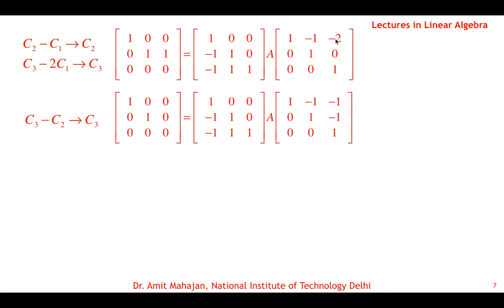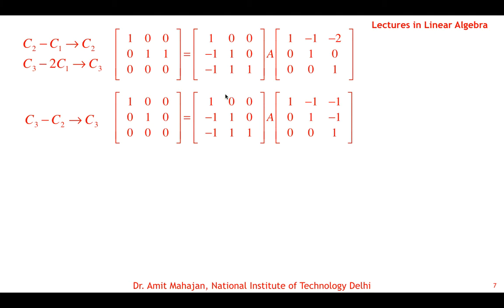Okay, so minus 2 minus minus 1, so minus 2 plus 1 is minus 1, 0 minus 1 is minus 1, and 1 minus 0 is 1. Okay, so clearly you can see we have obtained one of the normal forms. Here we have an I2, a 2 by 2 identity matrix, with a 0 matrix which is 2 by 1, and a 1 by 2 0 matrix, and a 1 by 1 0 matrix.